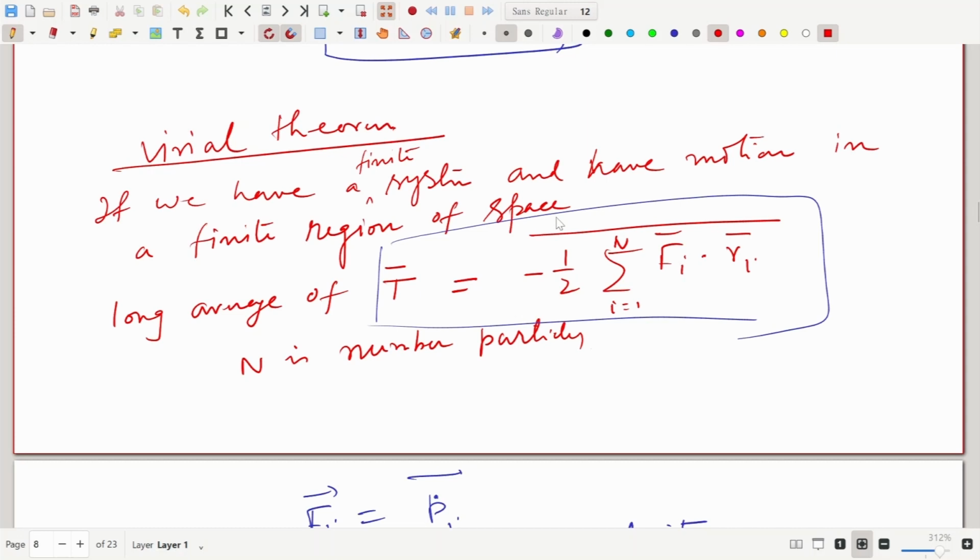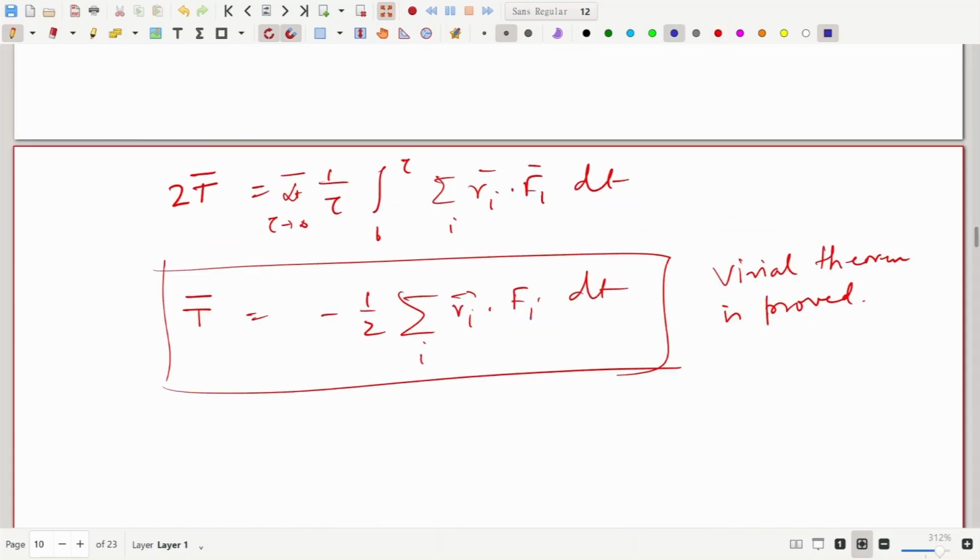Now, we are going to see the consequence of this result. What does this result say? For that, we will consider that our U, the potential energy, is a homogeneous function of q_i of degree k. So, this we are assuming.